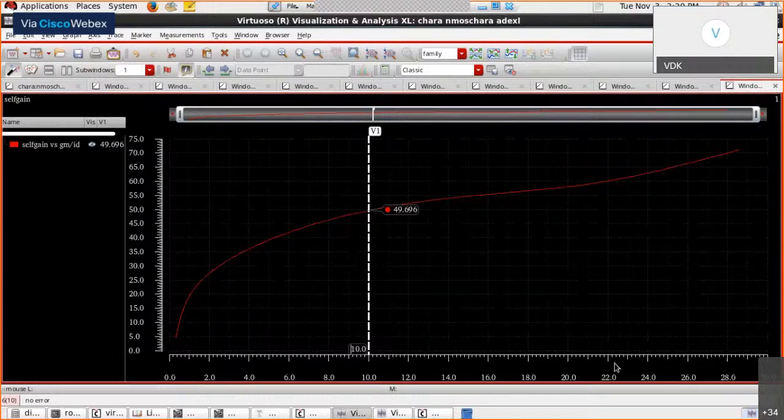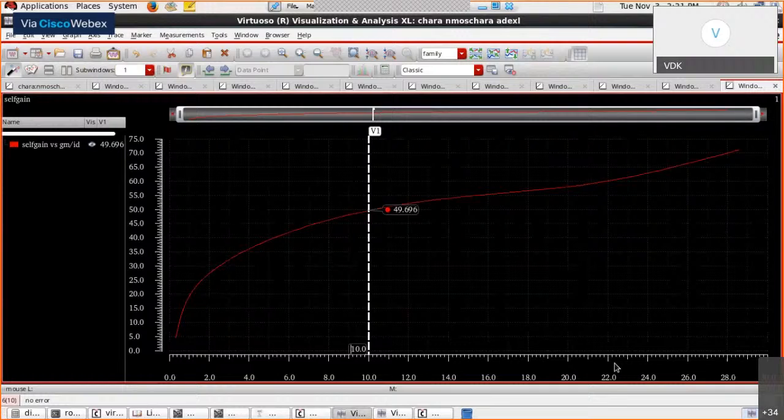So for GM over ID of 10, we figured out that, looking at the GM curve, the MOSFET is indeed in moderate inversion. Having done so, next we need to figure out whether the MOSFET self gain, which is the maximum gain achievable by the MOSFET if other components of the circuit are all ideal, is large enough compared to the required circuit gain.